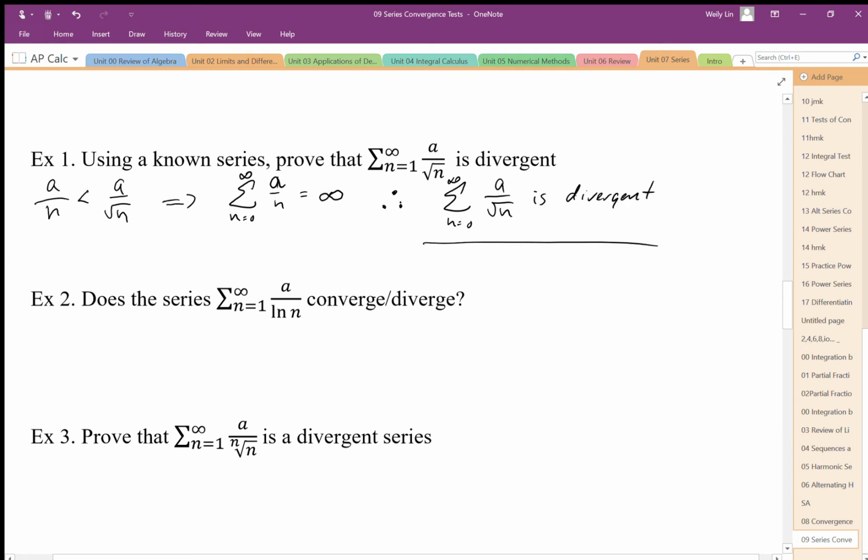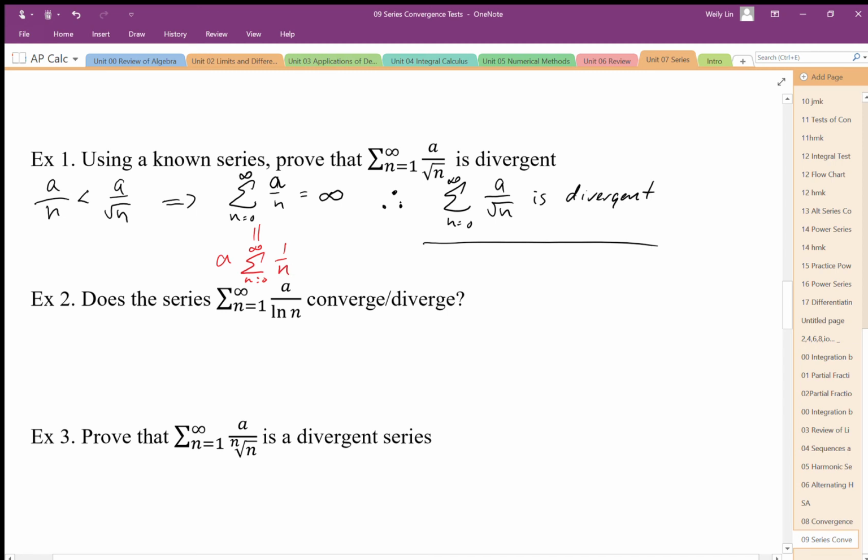And this a is actually a distractor, because since it's on every term, that a can be factored out. So this is equivalent to a times the sum of 1 over n. These are equivalent to each other, so we can actually make the argument without the a.